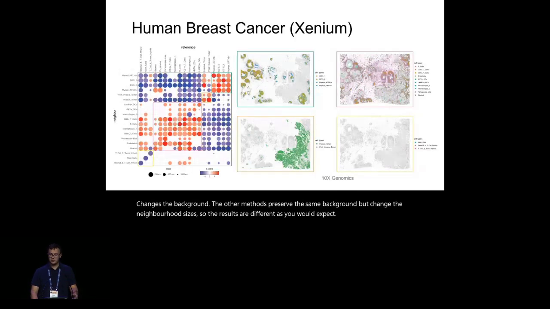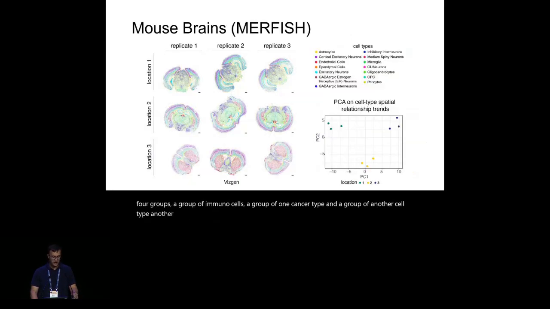Moving to a less structured organ than the cerebellum, we analyzed the human breast cancer data set. And even with less structure, less organization than the cerebellum, we still identified 4 groups: a group of immune cells, a group of one cancer type, and a group of another cancer cell type.